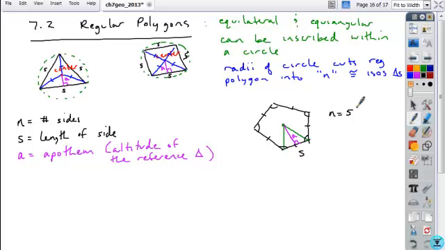This is also relevant when we talk about the constructions of these in the Sketchpad activities. I'm going to be referring to these concepts of creating these congruent isosceles triangles that rotate about the center of that regular polygon.